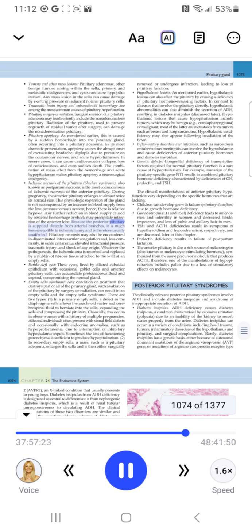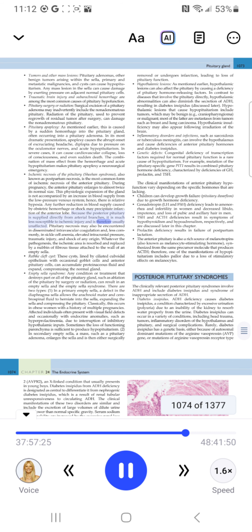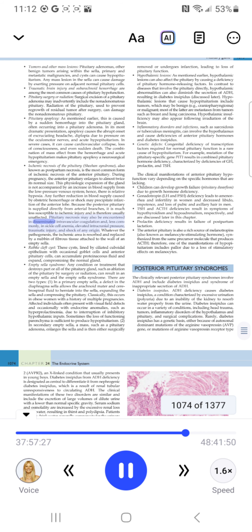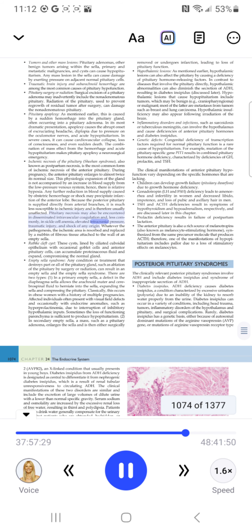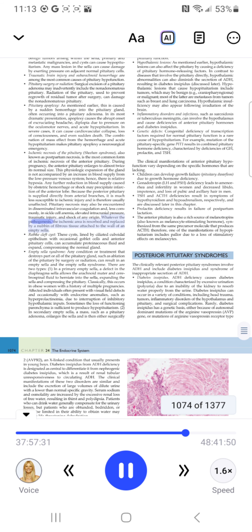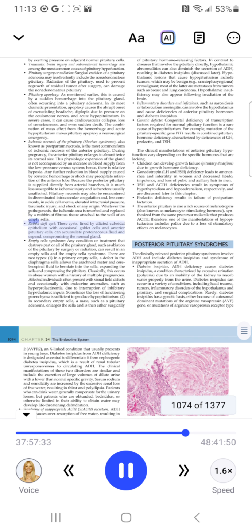Because the posterior pituitary is supplied directly from arterial branches, it is much less susceptible to ischemic injury and is therefore usually unaffected. Pituitary necrosis may also be encountered in disseminated intravascular coagulation and, less commonly, in sickle cell anemia, elevated intracranial pressure, traumatic injury, and shock of any origin. Whatever the pathogenesis, the ischemic area is resorbed and replaced by a nubbin of fibrous tissue attached to the wall of an empty sella.